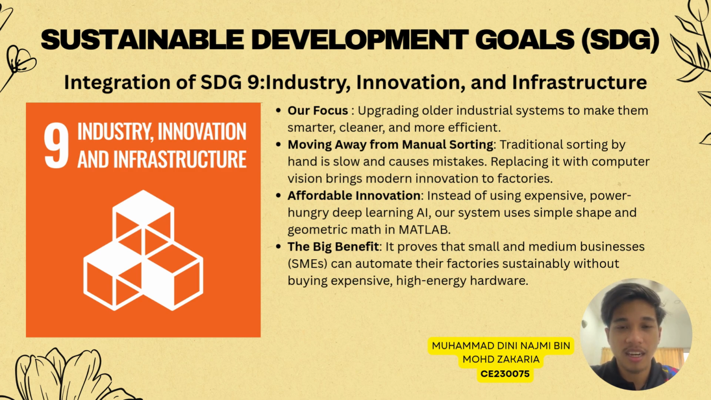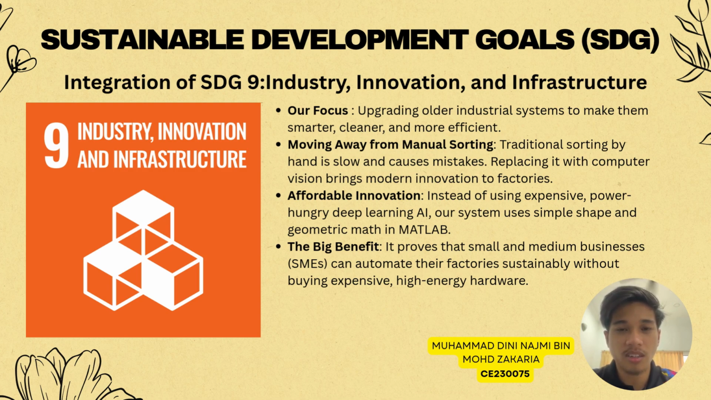And next, we target moving away from manual sorting. Traditional sorting by hand is slow and causes mistakes. So replacing it with computer vision brings modern innovation to factories.